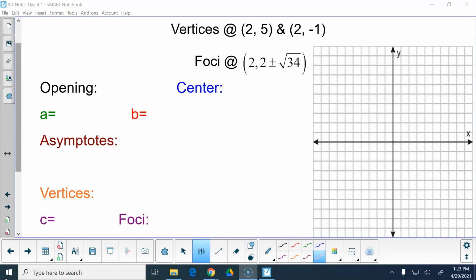Vertices. Okay. So you got vertices at 2, 5, and 2, -1. Louis, talk to me. You also have the center, which is 2, 2. Because it's the midpoint of them, and it's in the foci. Yep, exactly. We got William? What's B? 3?